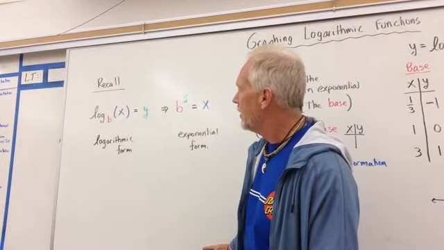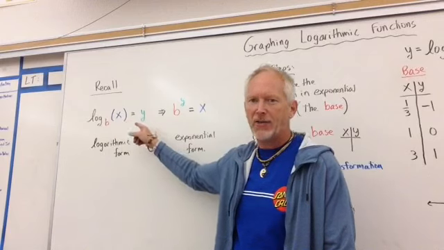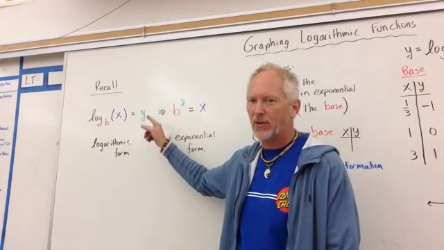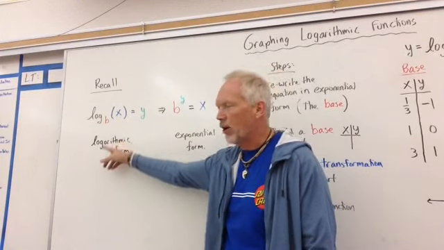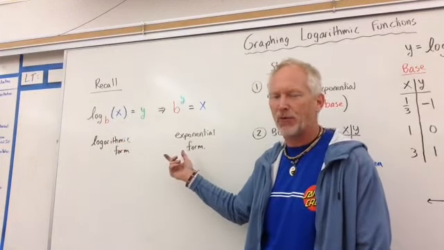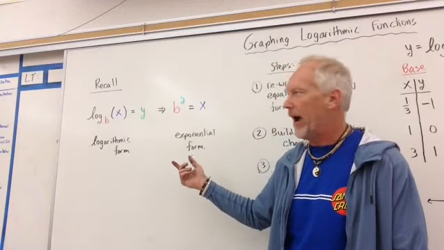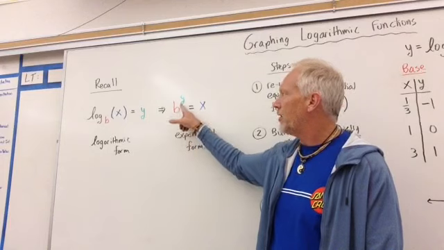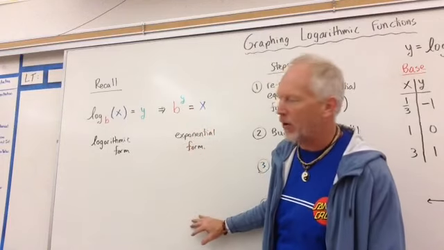We can simply recall that log base b of x is equal to some y value. This is what the logarithmic equation says in logarithmic form. And then if we want to rewrite it in exponential form, which I think is actually easier to do when we are trying to graph, then we can write it as b to the y is equal to x. So exponential form when we're graphing.